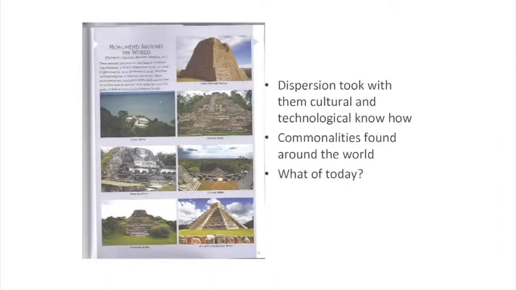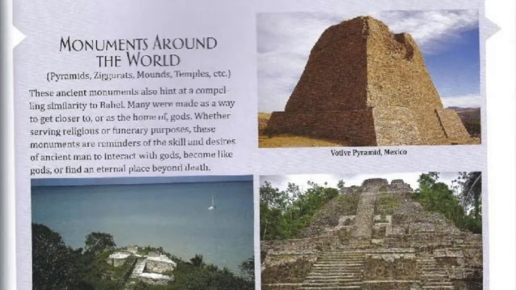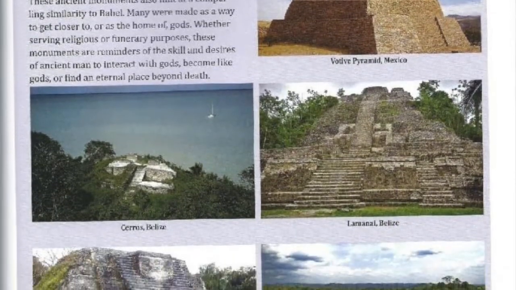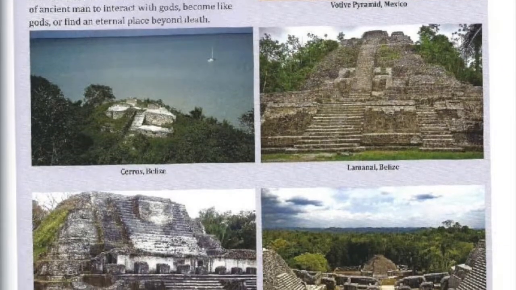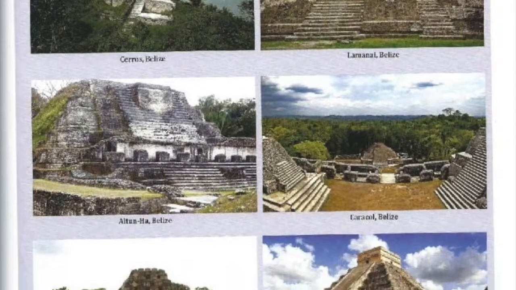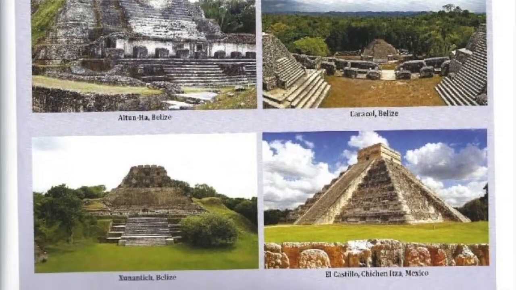So the dispersion, although they were gone from the center where the tower was, they took with them the desire to build a tower, thinking that is part of the religious aspect of getting to God. And so around the world, we see these towers in different countries, and we see mounds, and we see commonalities around the world in ritualistic rites that could have been very similar to what was found in Babel.